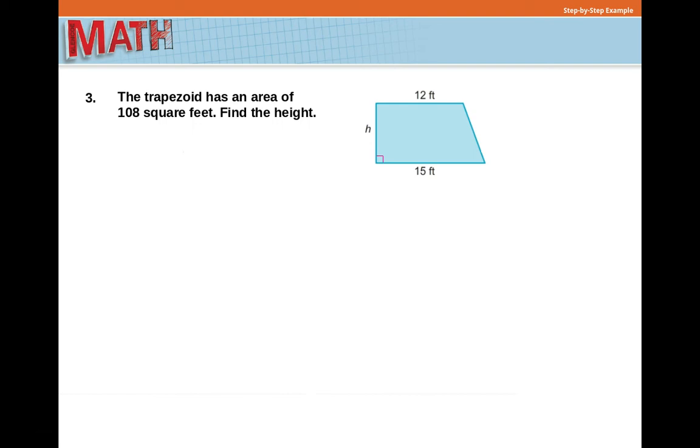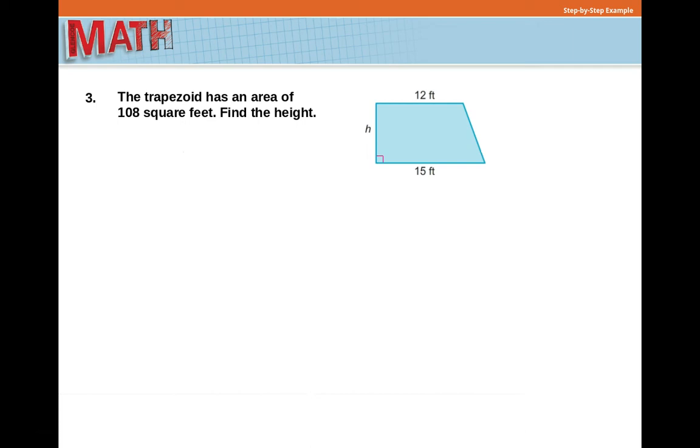Again, you want to get rid of the 2, so you want to multiply both sides by 2. And my phone keeps locking. So it's 108 times 2, which I just don't want to think right now. 216 equals 27h, and then you're going to divide both sides by 27, and I ran out of room. So 216 divided by 27 is going to give you your height of 8 feet.